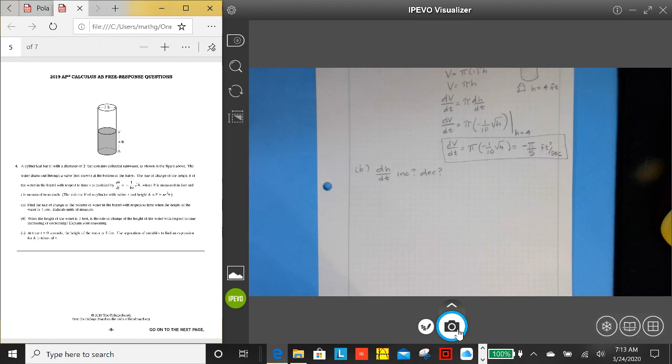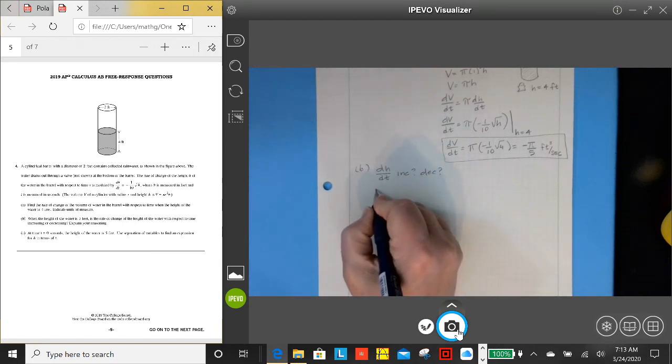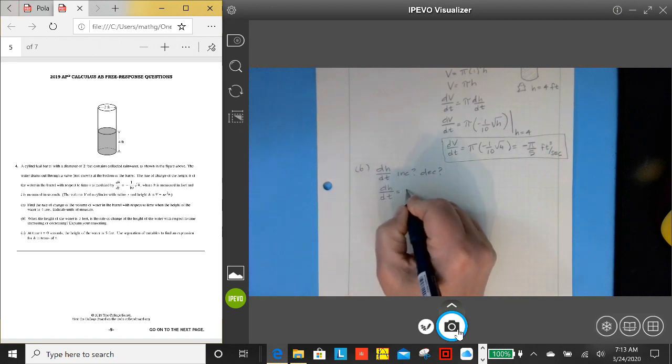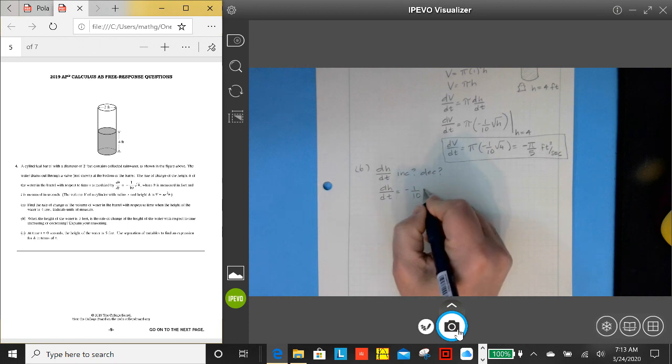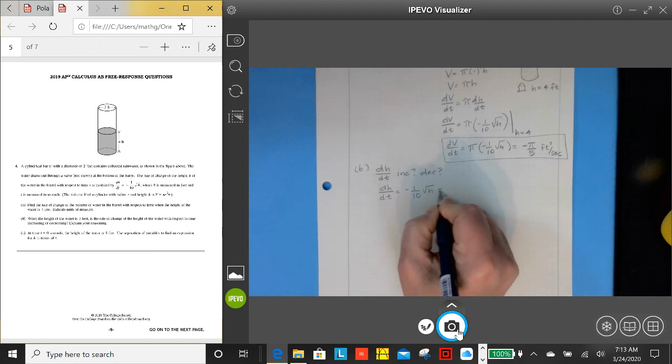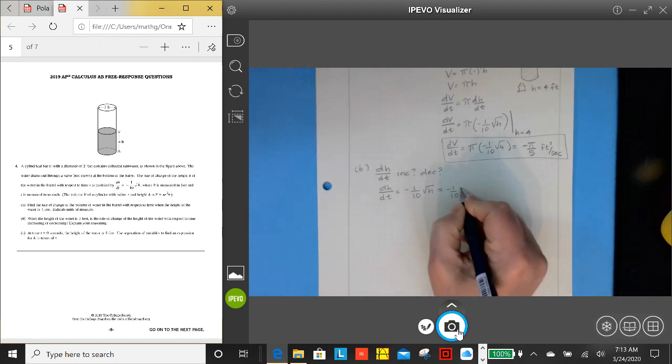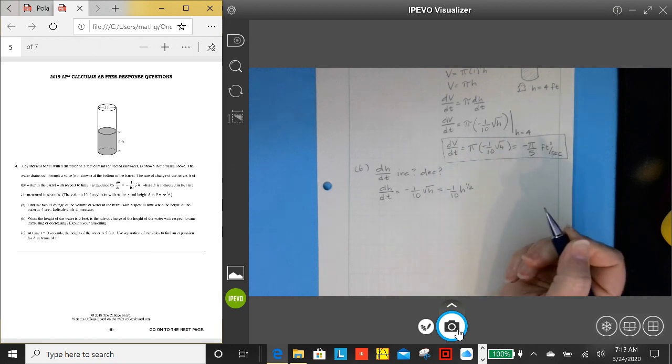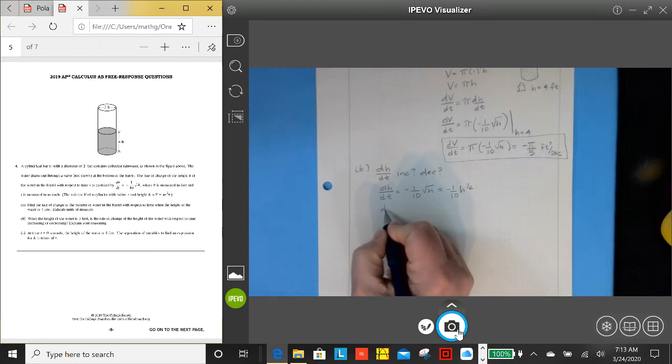So how do I know that? Well, I need its rate of change, which is the second derivative. So this is going to be dh/dt, which we know to be, because they gave us, negative 1/10. I'm going to write this as the square root of h, but I'm going to rewrite it as negative 1/10 h to the 1/2. And then to take the second derivative here, we just need to use the power rule.